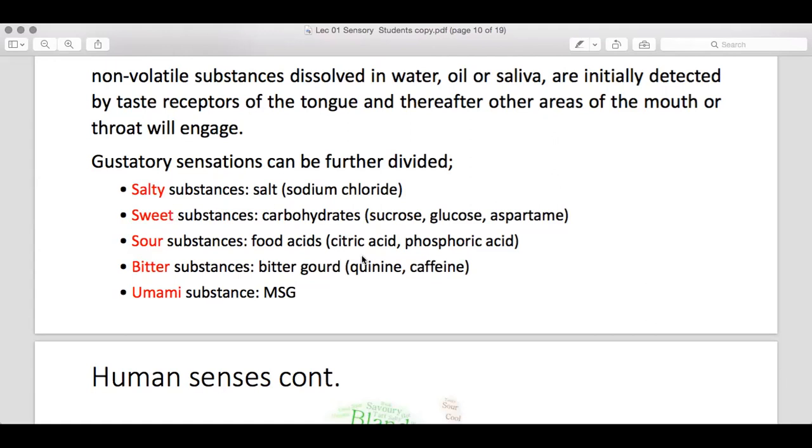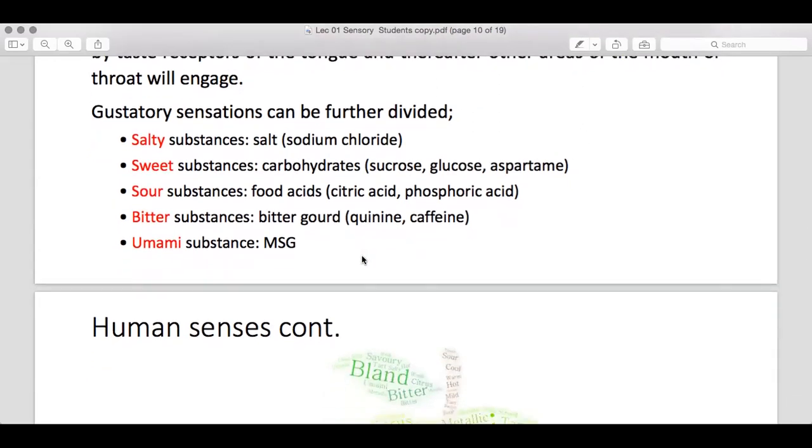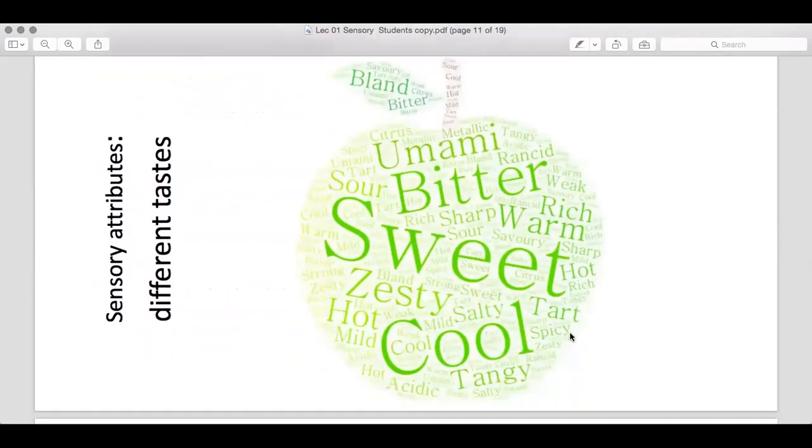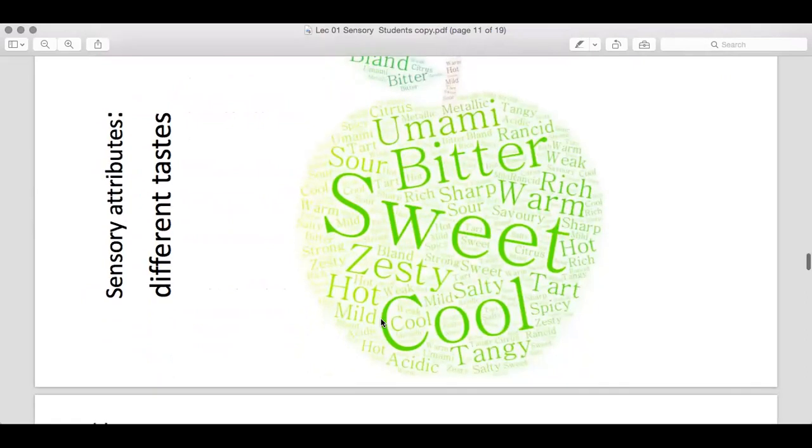Bitter taste, caffeine like coffee, that is also a little bit bitter. I'm not going to explain that. And umami, nowadays we are talking about the umami taste as a result of MSG, monosodium glutamate, right? So these are the five tastes you can feel. It is actually a very common thing you can understand easily. Here you can see some sensory attributes: sweet, bitter, umami, different taste attributes.